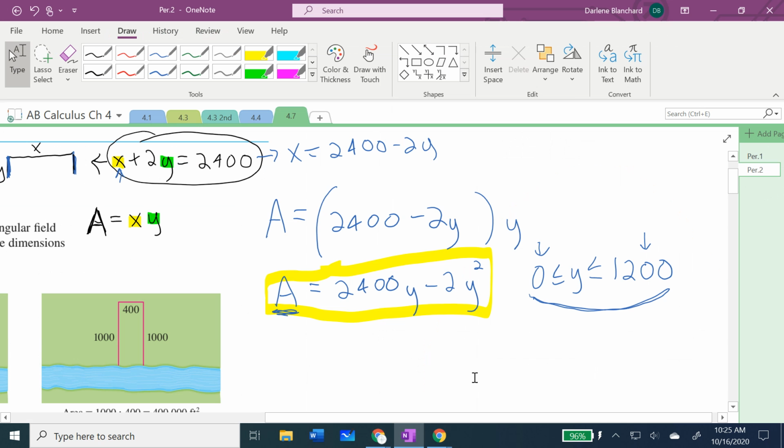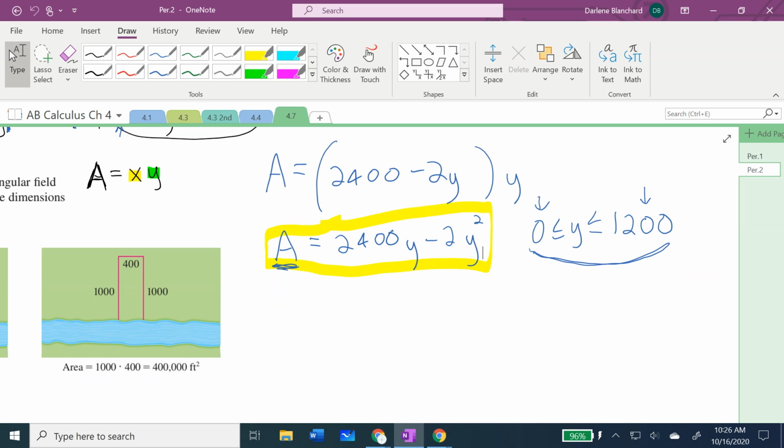So I'm going back to the problem. And what you're going to be expected to do is take the derivative of area with respect to y. Whatever the input variable is, you go with respect to that. And you're looking for when that equation is equal to 0, and solve. Do you see that we're getting 600 if we solve that equation?